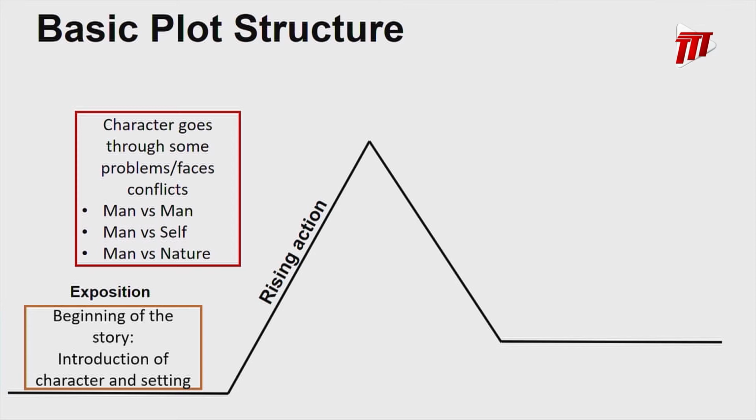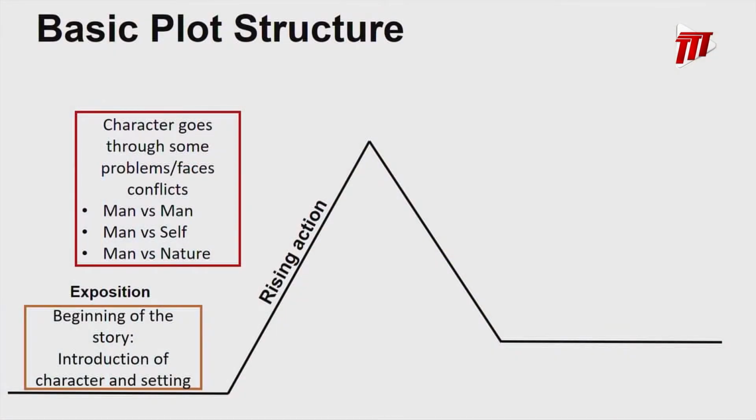Conflict can be between man versus man, man versus self, and man versus nature. When you have man versus man, it means simply there's conflict between one person and another. Man versus self means there's internal conflict with yourself. And man versus nature can be explained, for example, as man versus a storm or hurricane, right?